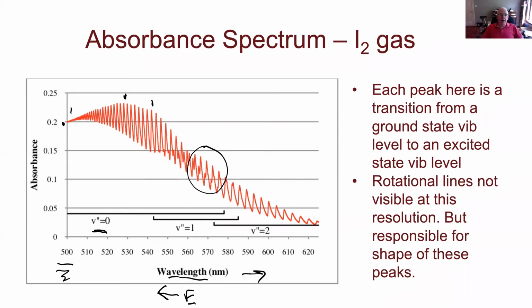And then you'll notice that in this case, I also have some peaks that are labeled as starting in V equals 1, and even some that are listed as starting in V equals 2. That's somewhat unusual. It happens in this case mainly because iodine happens to have a very low vibrational energy. Okay, the bond between two iodine atoms is not very strong.